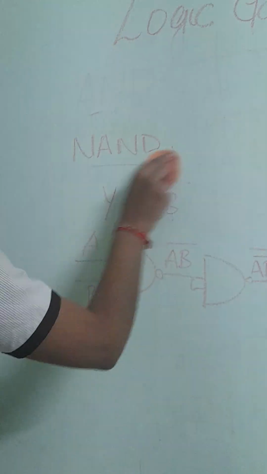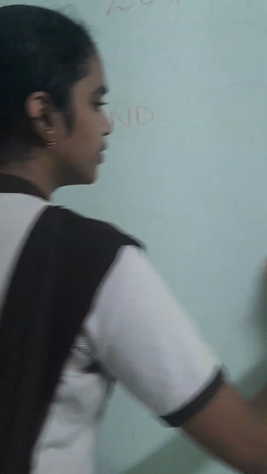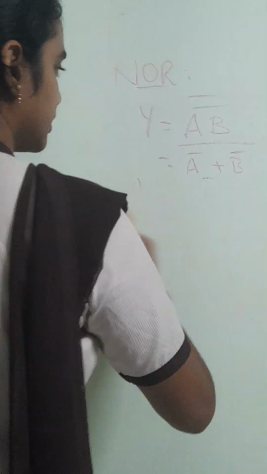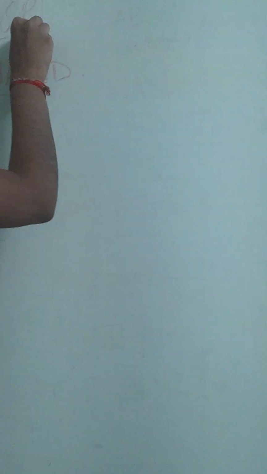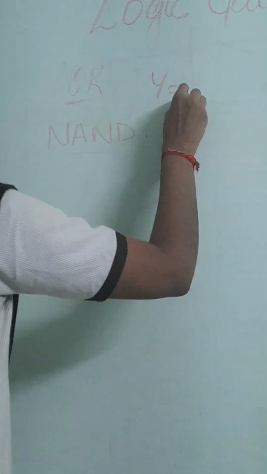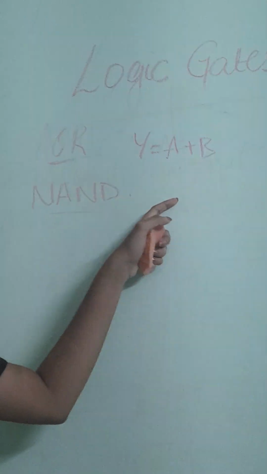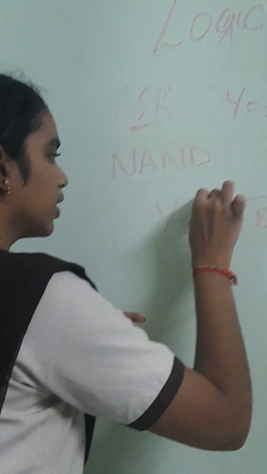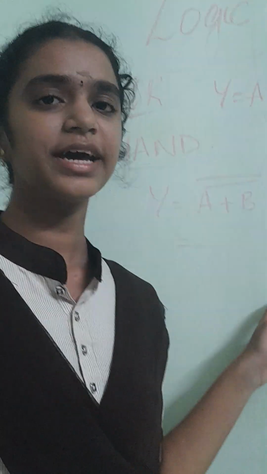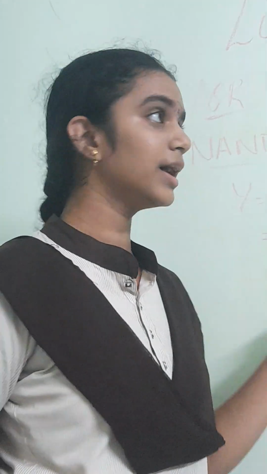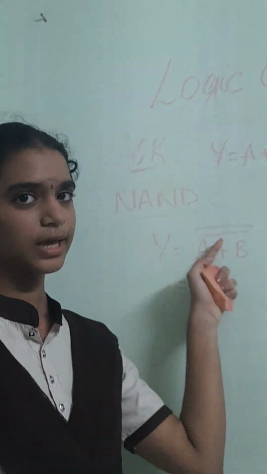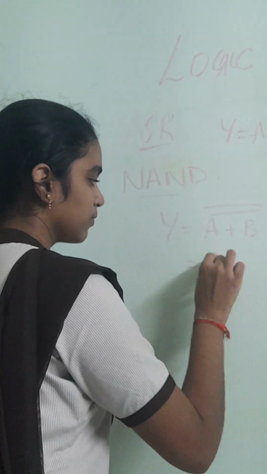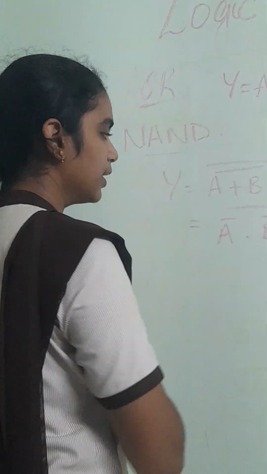Now let's convert OR gate to NAND gate and NOR gate. So OR gate and the equation Y is equal to A plus B. So now here I am taking double bar. Y is equal to A plus B whole double bar. So again from De Morgan's law we know that A plus B whole bar is equal to A bar into B bar. A bar into B bar whole bar.